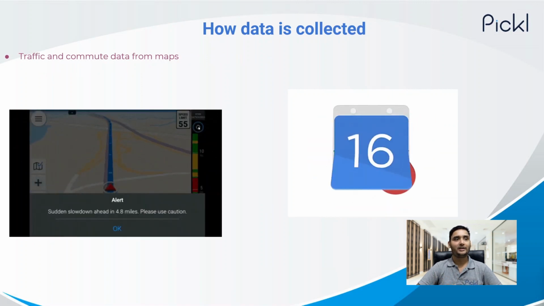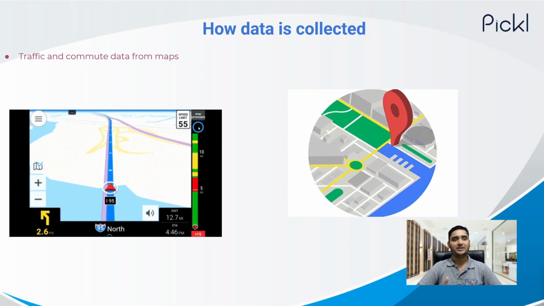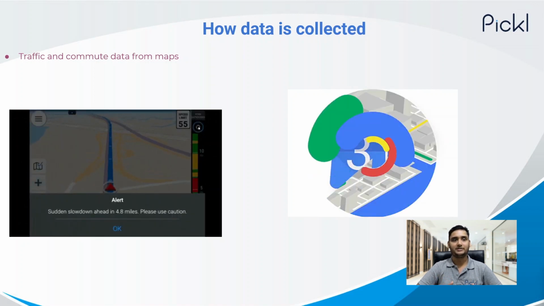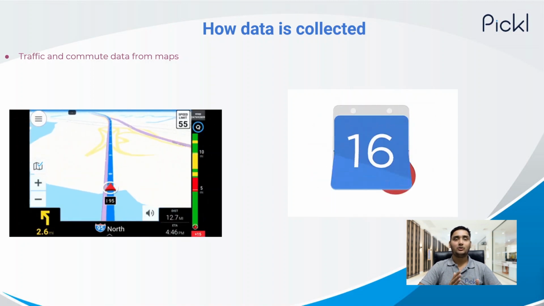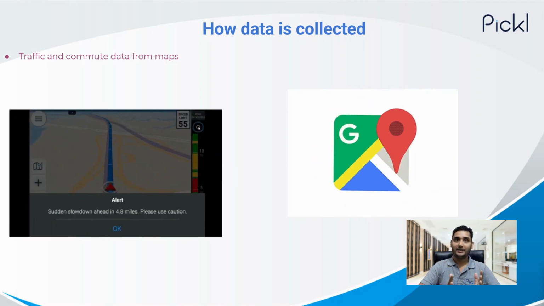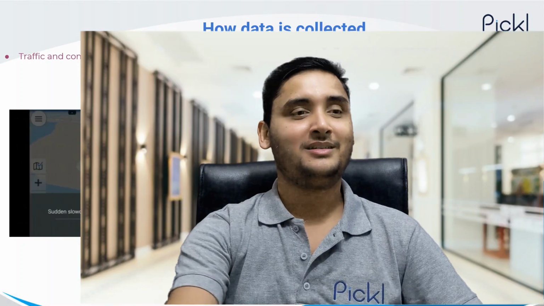Commute data is also collected from apps like Google Maps, which are then used to optimize the route recommendation and improve the overall map experience. Different people see different recommendations on Google Maps because Google Maps analyzes each and everyone's data separately and sends them customized recommendations.